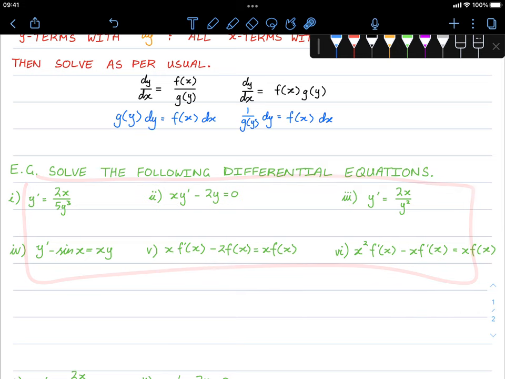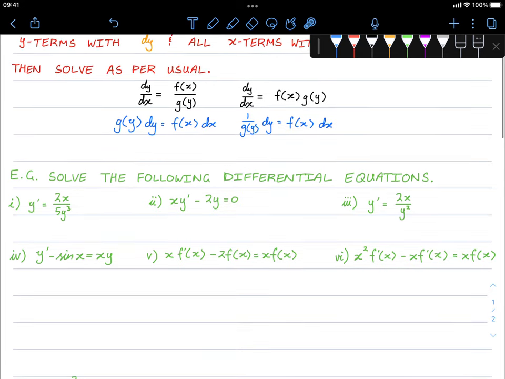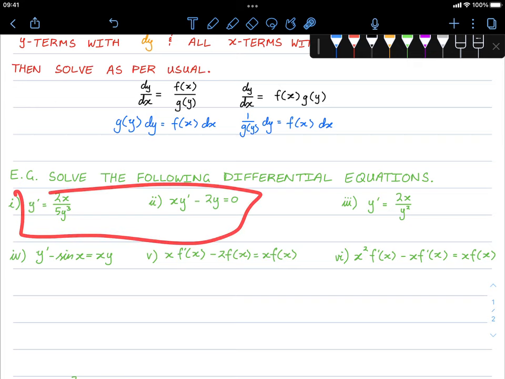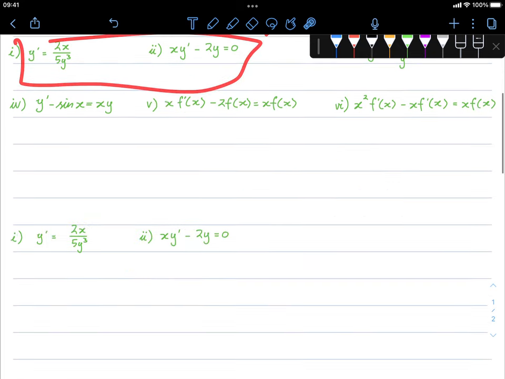So we're going to be looking at 6 examples in multiple videos. You can pause and give it a go at any time. In this video, we'll try and get to the first 2. Okay, so let's get straight into it.